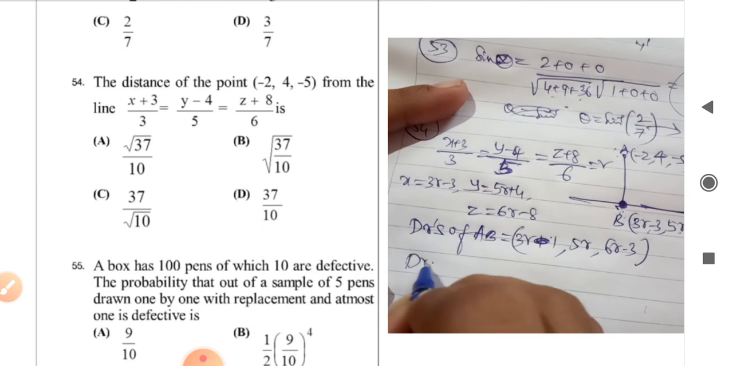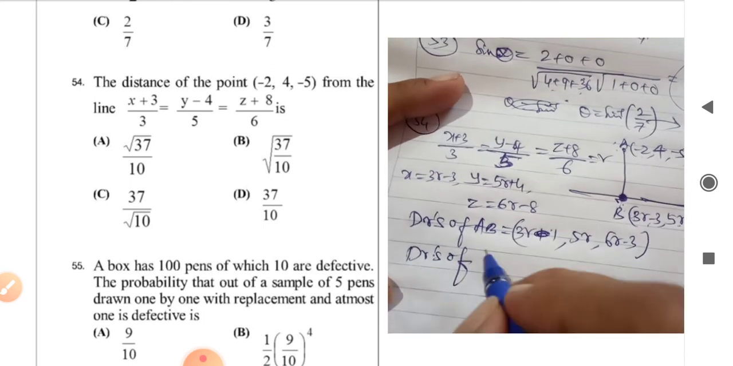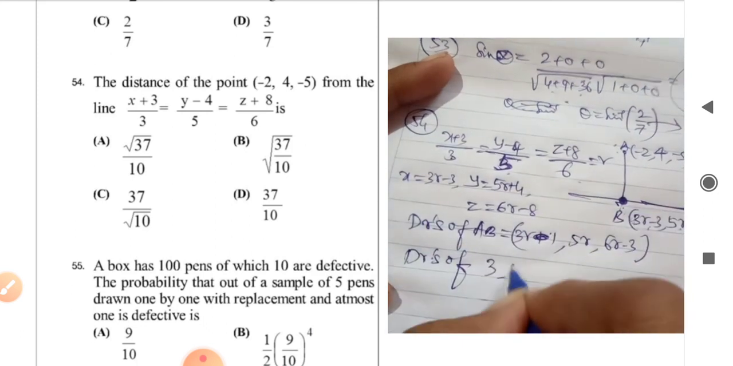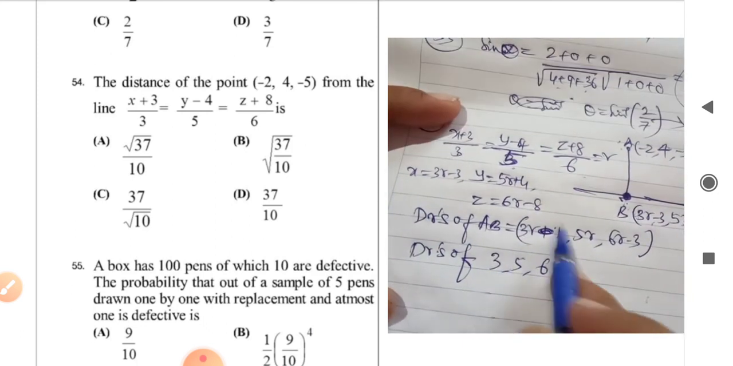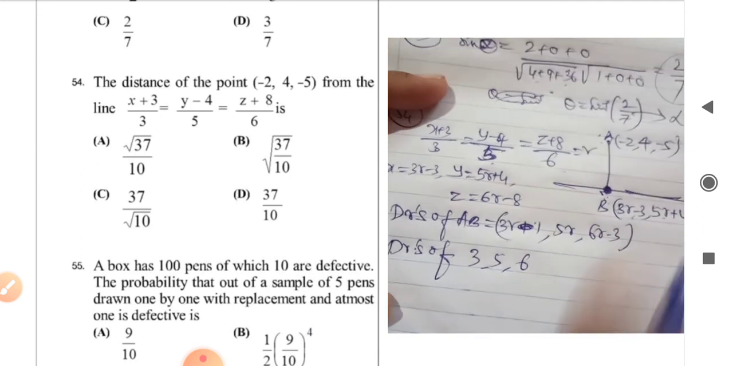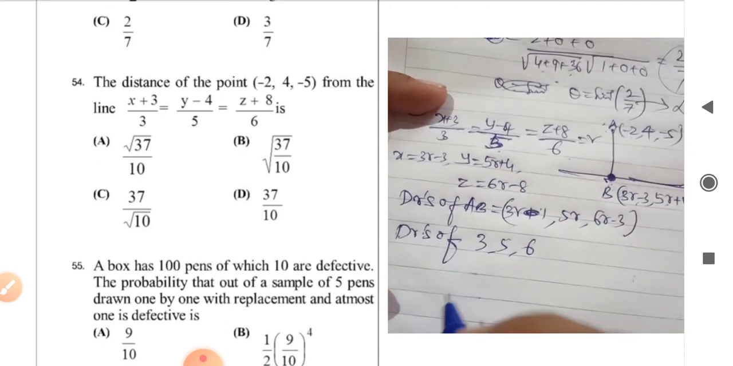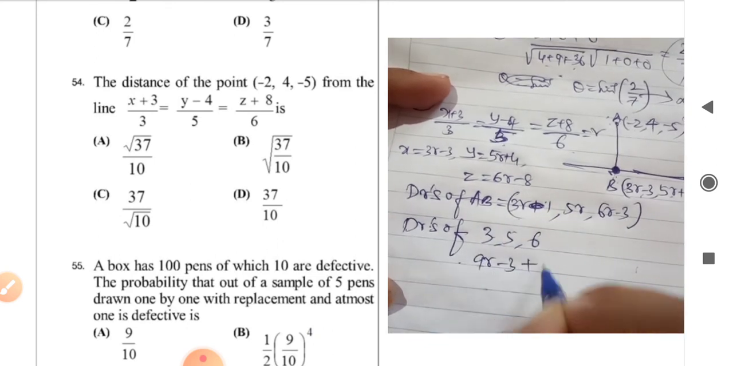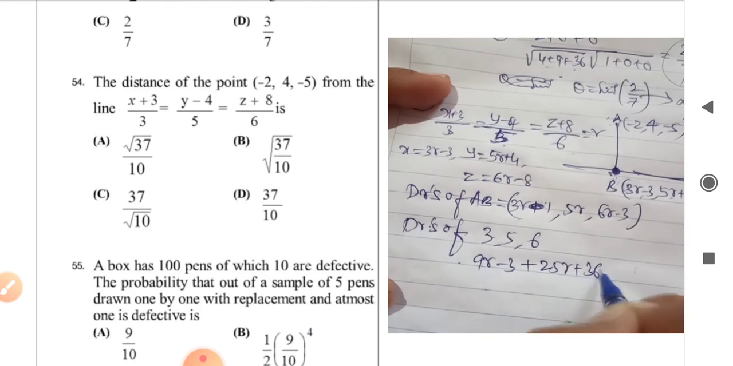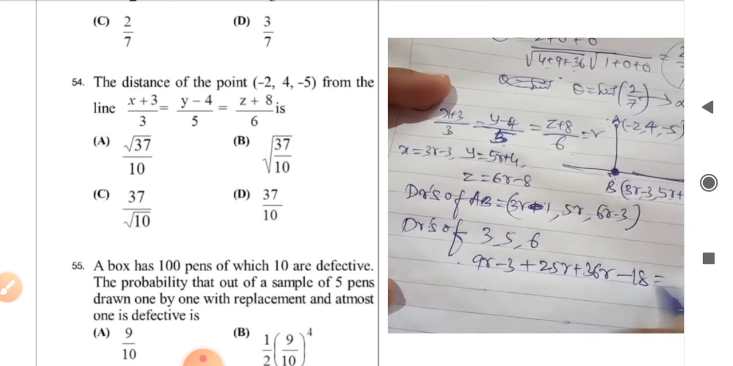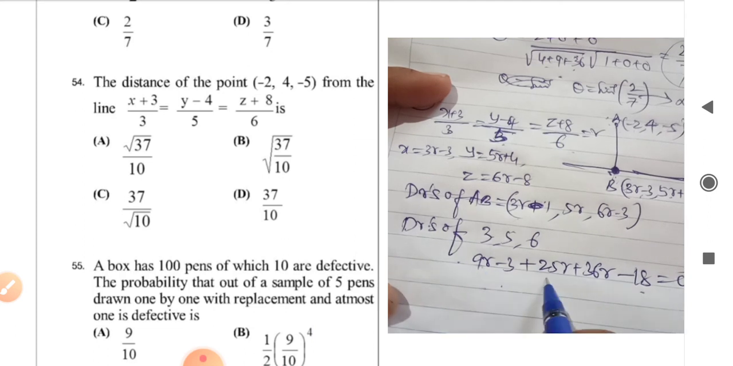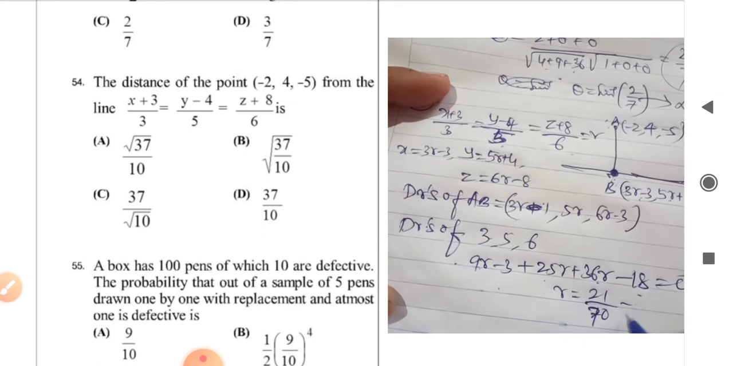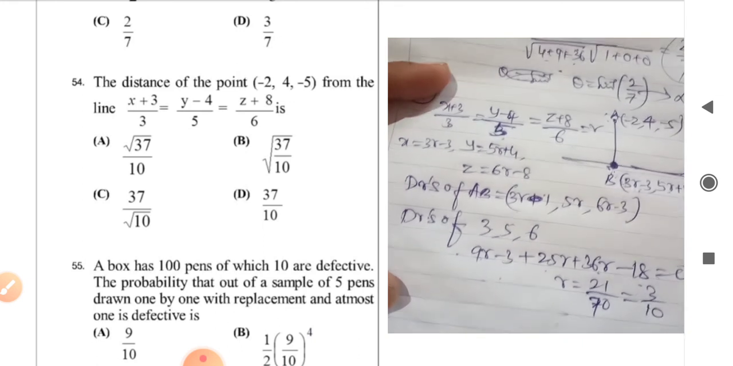Now the direction ratios of this given line L are 3, 5, 6, and hence both the lines are perpendicular here. Obviously their dot product of direction ratios gives us 0. So if I multiply, it is 9r minus 3 plus 25r plus 36r minus 18 equal to 0. Simply minus 3 and minus 18 is minus 21, 9 plus 25 plus 36 is 70, so therefore r equals 21 divided by 70. So you can say 7 3s are 21, 7 10s are 70, so 3 by 10 is the r value.